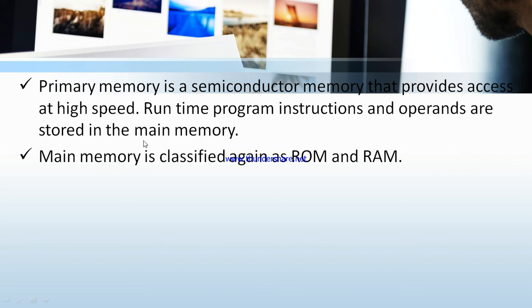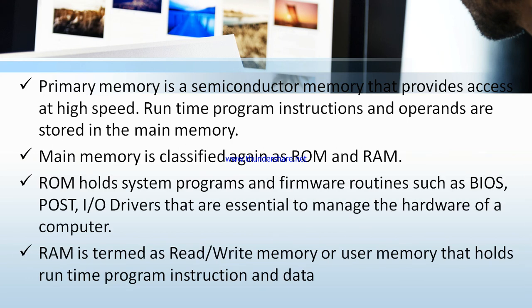Memory is again classified as ROM and RAM, that is, read only memory and random access memory. We'll see some points here. ROM always holds system programs and firmware routines such as BIOS and I/O drivers, that are hardware related and essential to manage the hardware of your computer. Then RAM is termed as read write memory or user memory that holds the runtime program instructions and data. So ROM always considers the hardware part only.